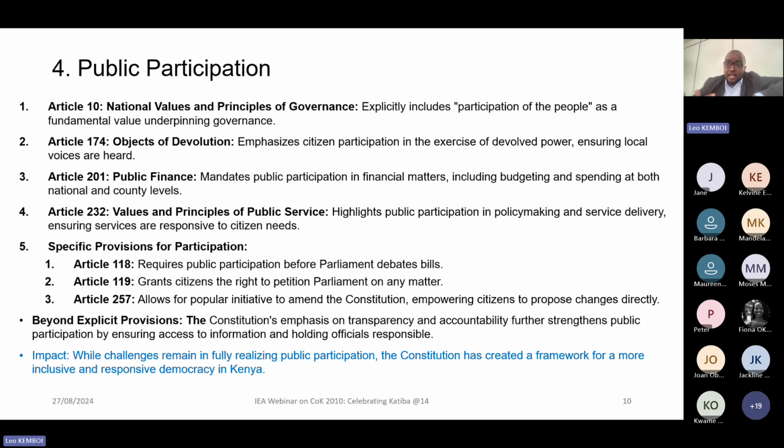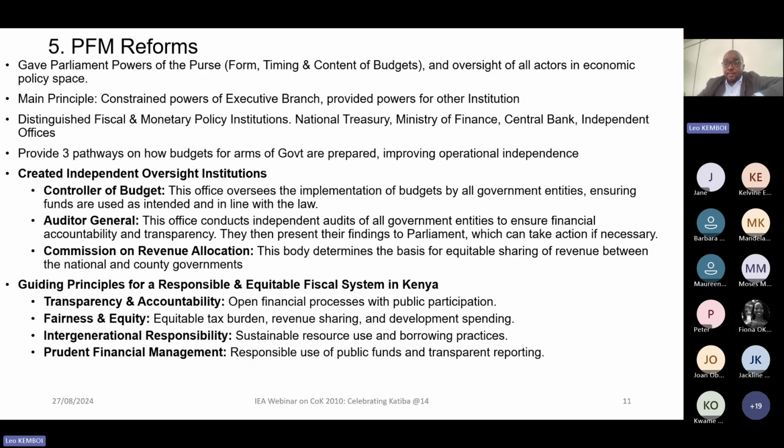done. There was a proposal for a public participation policy, and also a national legislation that would define public participation. Some counties have run away with the issue and have actually crafted public participation bills from within their specific counties. One of the biggest things, again, is PFM reforms.